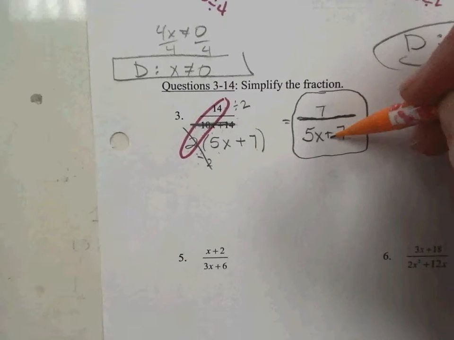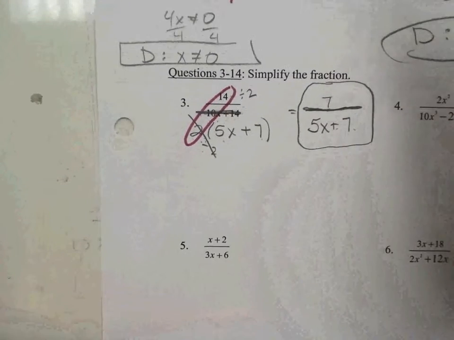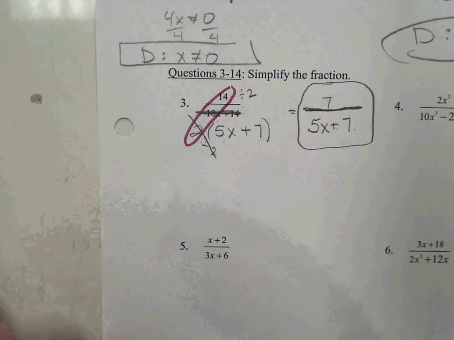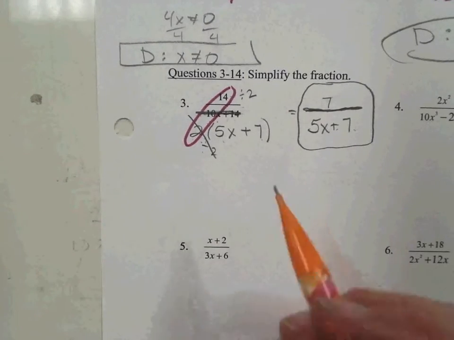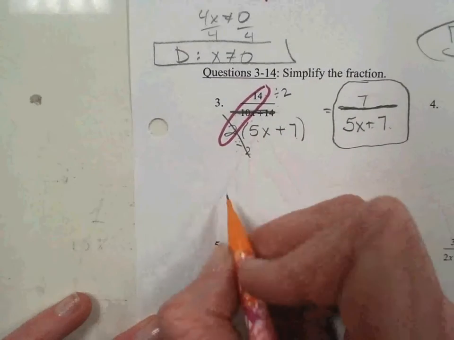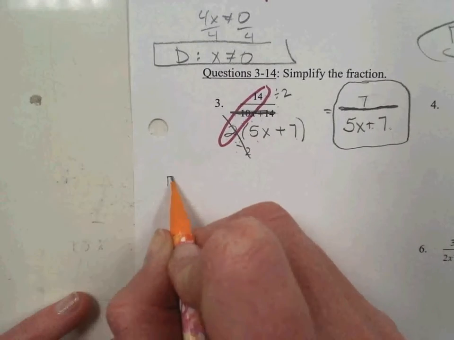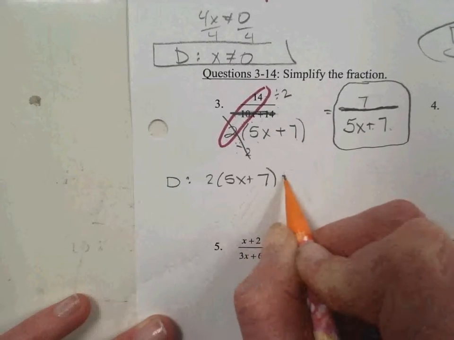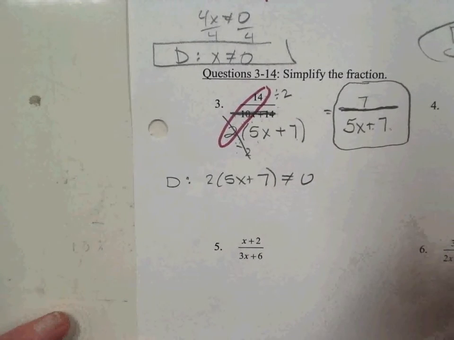Again, you can't simplify across an addition sign. So we can't go, oh, 7 over 7, that's a 1. No, you can only simplify common factors, things that are being multiplied. So then again, now on this one, we would say for the domain, 2 times 5x plus 7 can't be 0.